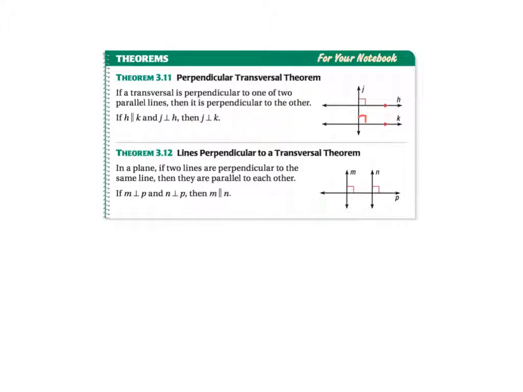This again can be proven using the corresponding angle postulate. If line M is perpendicular to P, it forms a right angle right here. If line N is perpendicular to P, a right angle is formed right here. These two angles would be corresponding. We know, due to the corresponding angle postulate converse, that if I have corresponding angles that are congruent, then the two lines are parallel, which is exactly what this theorem is stating.